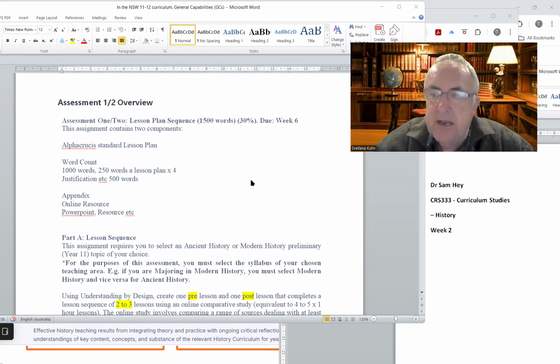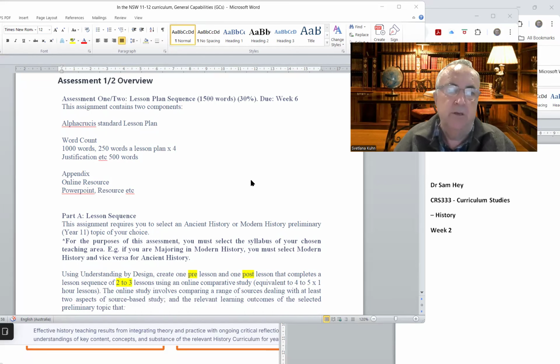CRS 333, Curriculum Studies in History, in week 2, where we're going to begin by looking at the assessment item in developing a lesson plan sequence. And this is worth 1,500 words or 30%, and it's due in week 6.